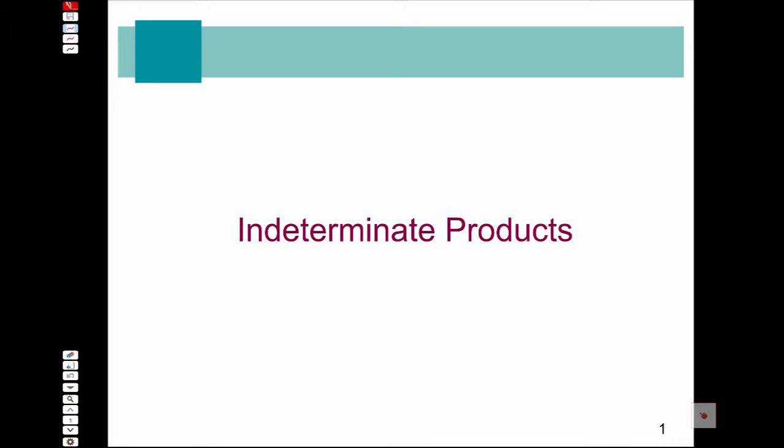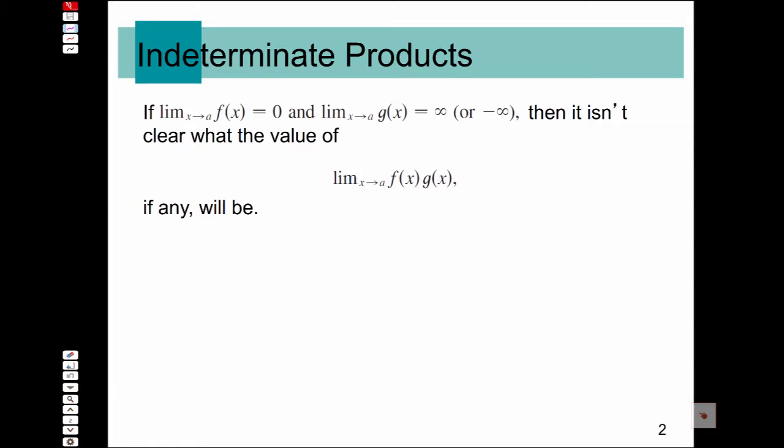The types of limits we've considered so far in using L'Hopital's rule are what we've called indeterminate quotients. Another type of limit where we can use L'Hopital's rule is called an indeterminate product. An indeterminate product occurs when we have the product of two functions, f and g, and one of them is approaching 0 in the limit and the other is approaching infinity. As a result, we have a product of the form 0 times infinity, and again it isn't clear what the ultimate value of this limit will be.